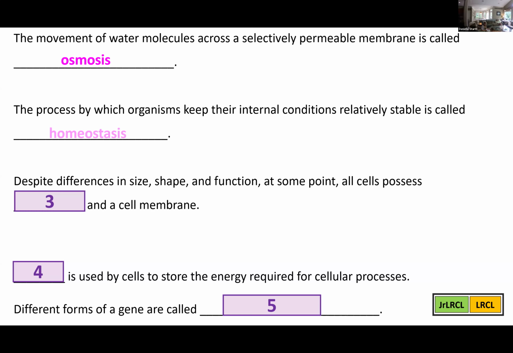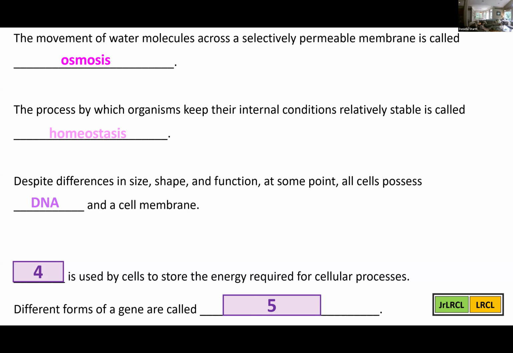Despite differences in size, shape, and function, at some point, all cells possess what and a cell membrane? DNA. You could also say cytoplasm, but if it happens to be multiple choice and cytoplasm is not included, then DNA obviously will be your answer, right?